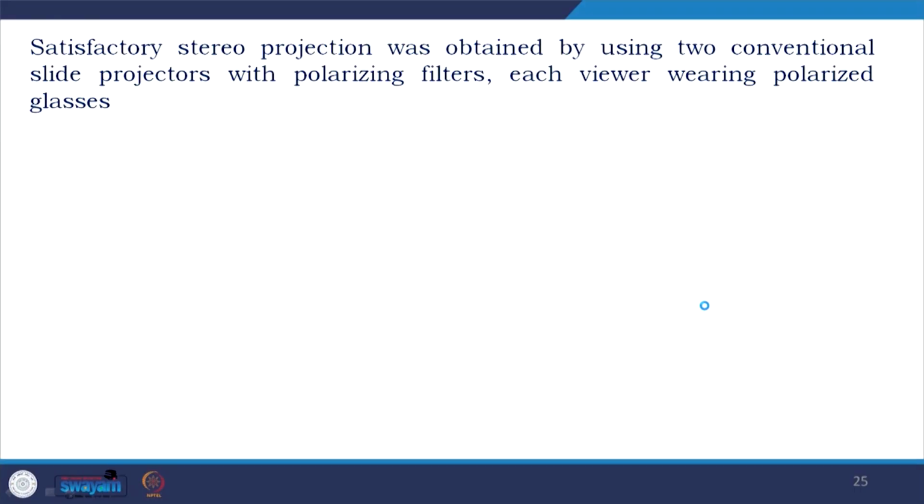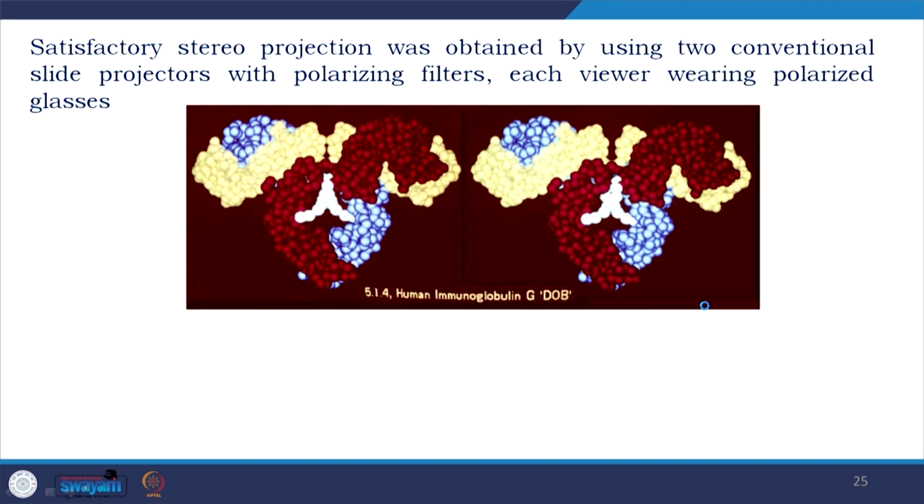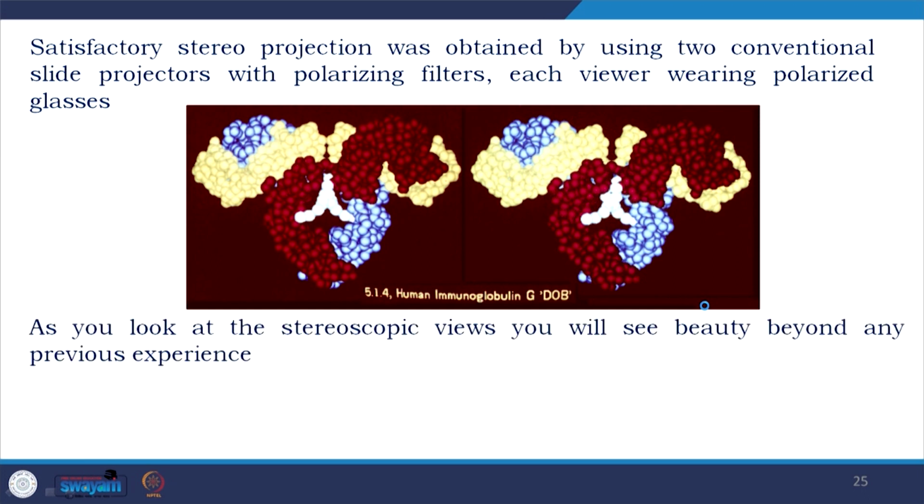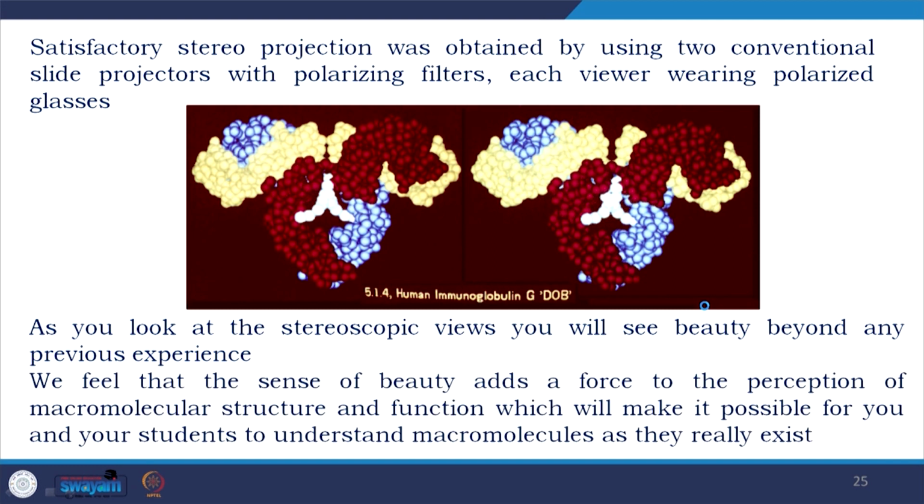Satisfactory stereo projection was obtained by using 2 conventional slide projectors with polarizing filters, each viewer wearing polarized glasses. This is how it could look, the human immunoglobulin G. As you look at the stereoscopic views, you will see beauty beyond any previous experience. So, that was the revolution. We feel that the sense of beauty adds a force to the perception of macromolecular structure and function, which will make it possible for you and your students, all of them, to understand macromolecules as they really exist.